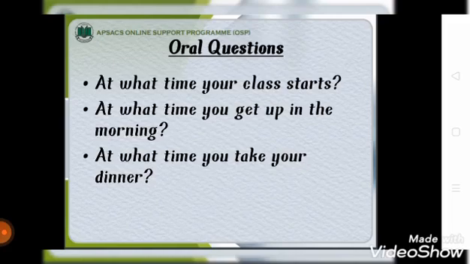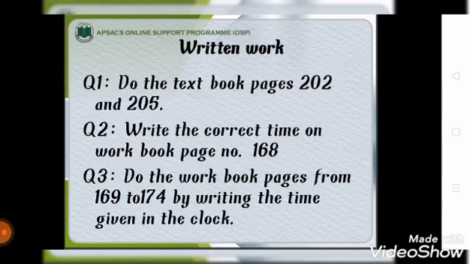The oral questions are: at what time does your class start, at what time do you get up in the morning, at what time do you take your dinner. Written work is: do the textbook pages 202 and 205. Write the correct time on the workbook page number 168. Do the workbook pages from 169 to 174 by writing the time given in the clock.